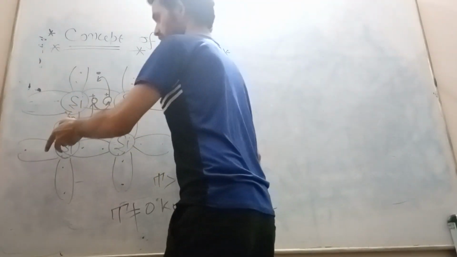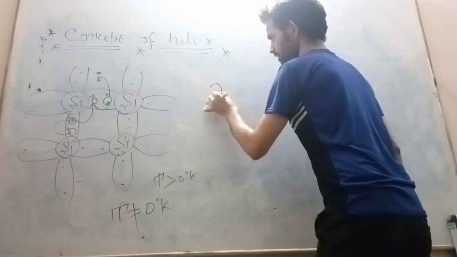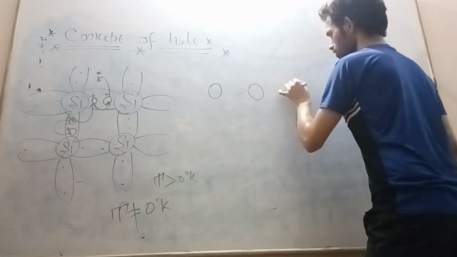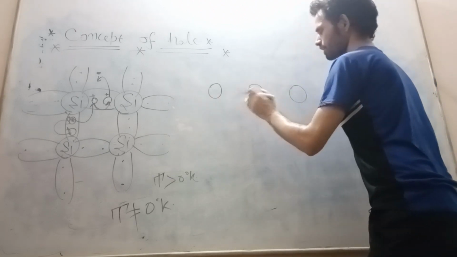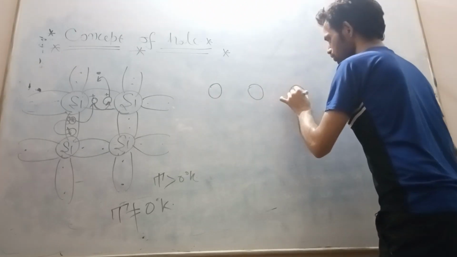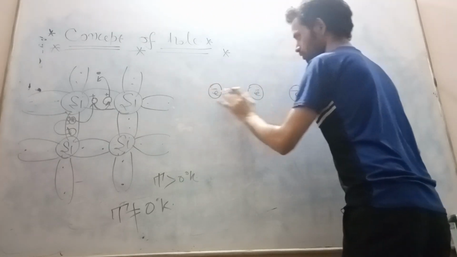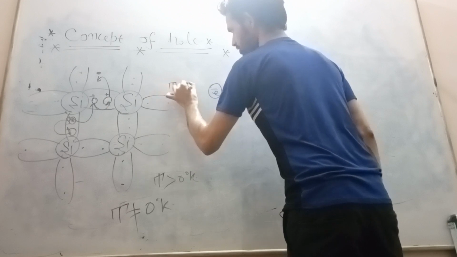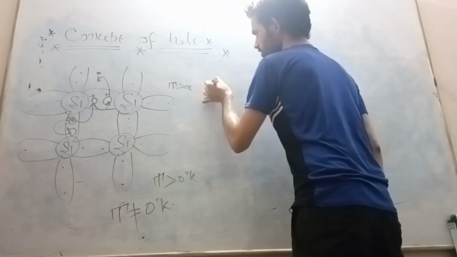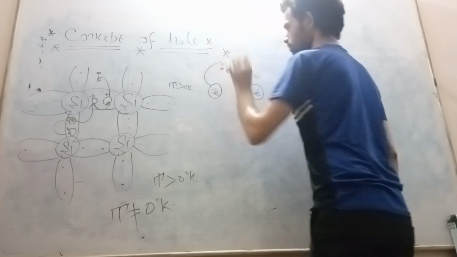What hole is moving? Let us see here. Let us take three electrons, through this we can understand very well. These are electrons in the valence band. When the temperature is greater than 0 degree Kelvin, this electron will jump to the conduction band, and this electron will jump to the conduction band.